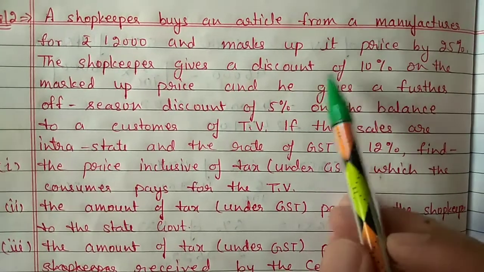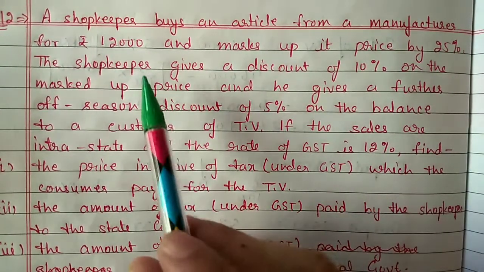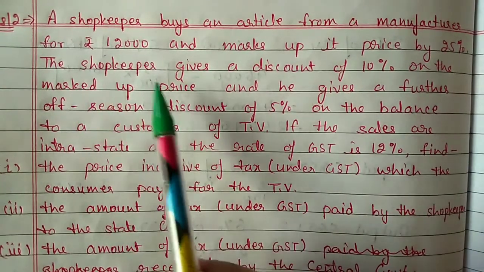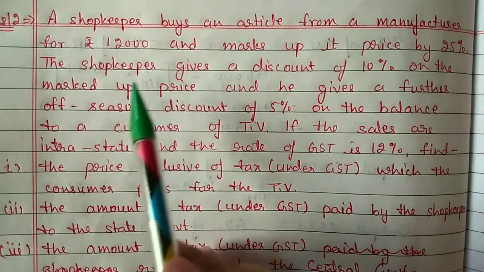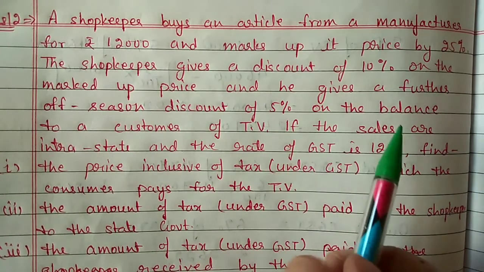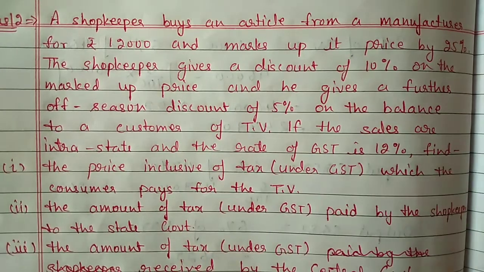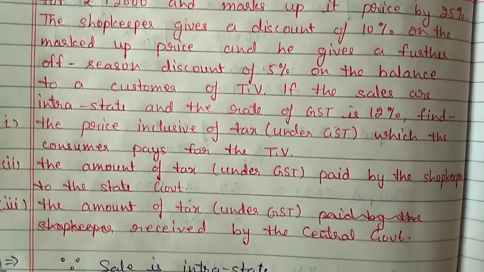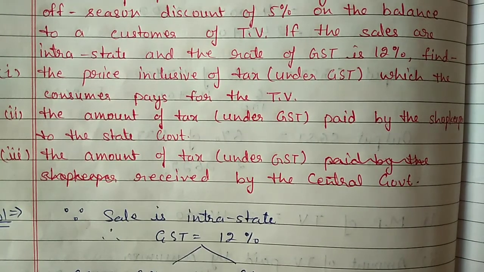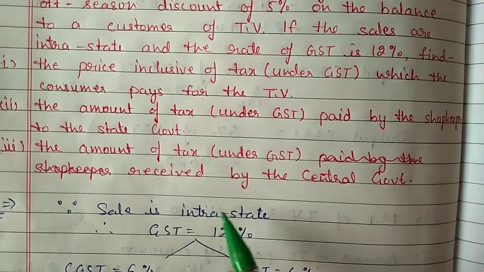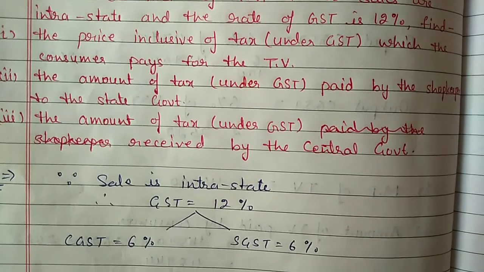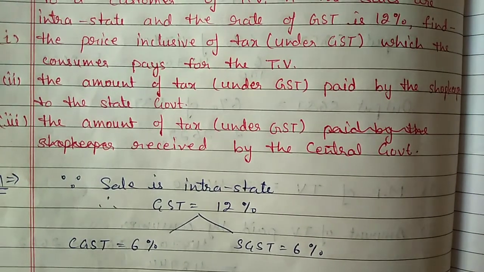A shopkeeper buys an article from a manufacturer for rupees 12,000 and marks up its price by 25%. The shopkeeper gives a discount of 10% on the marked price and a further off-season discount of 5% on the balance to a customer of a TV. If the sale is intrastate and the rate of GST is 12%, find the price inclusive of tax which the consumer will pay for the TV. Second, the amount of tax paid by the shopkeeper to the state government and the amount of tax received by the central government.